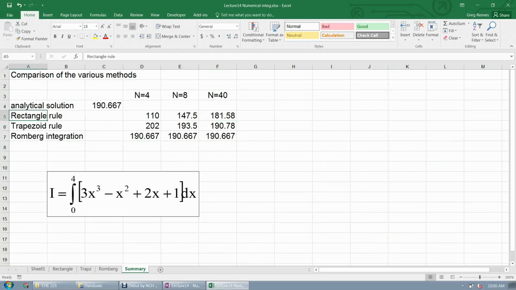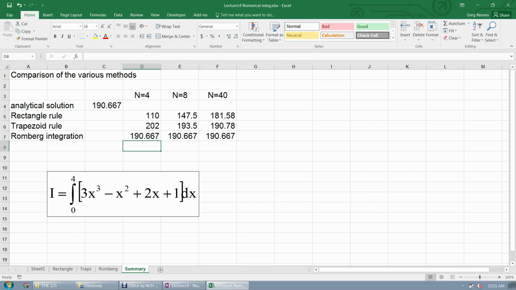So finally, the summary tab. What do we get here? With 4, 8, and 40 subintervals for the rectangle rule, the trapezoidal rule, and the Romberg integration, you see how bad the rectangle rule is. It's not even close to the analytical solution, which, like I said, is 190.667. The trapezoidal rule, you just need a lot of points in order to get it pretty accurate. Romberg integration, accurate from the get-go. In other words, if you combine these 2 trapezoidal rules together in just the right way, you will get a really good approximation to the integral with just a few points.